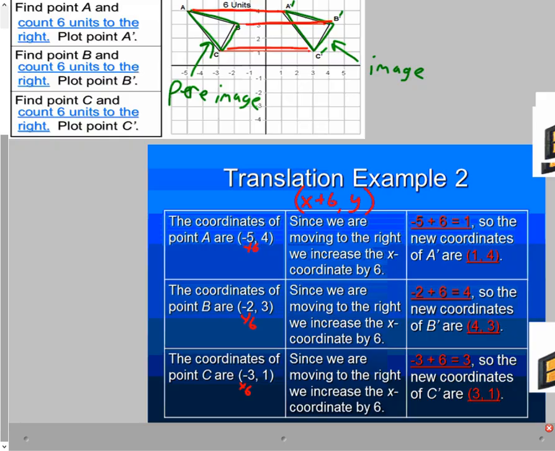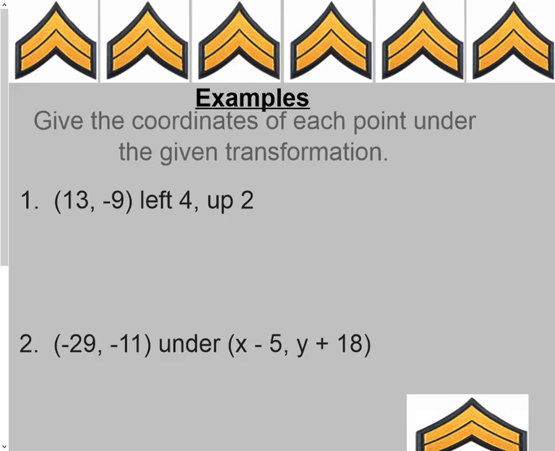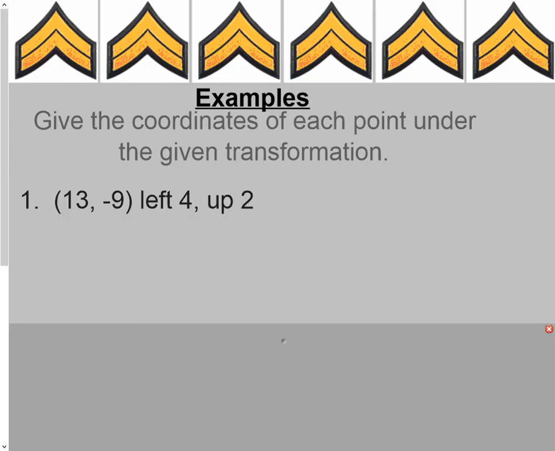All right, let's talk about some examples, just some general examples without a graph. Not even visualizing it, just looking at a few examples of translating. Let's see if we can do this. It says give the coordinates of each point under the given transformation. So number 1 says 13, negative 9, we want to go left 4 and up 2.